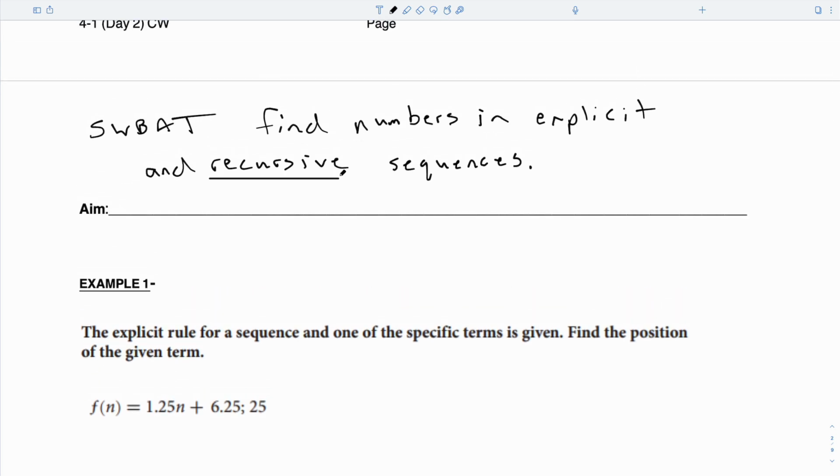First thing you're doing, think about what a recursive sequence is. It's the second thing we learned yesterday. Turn and talk to your partner. What's the difference between recursive and explicit? What does recursive always have in it that explicit does not? Turn and talk to your partner.